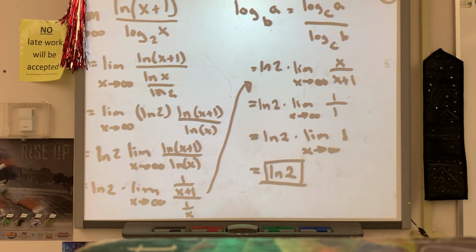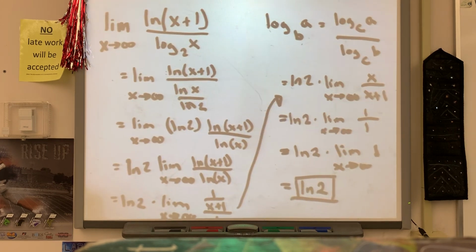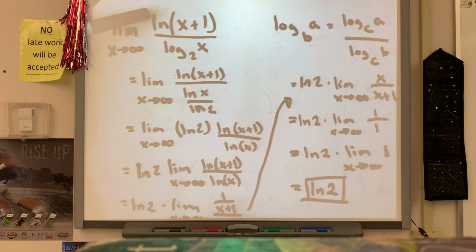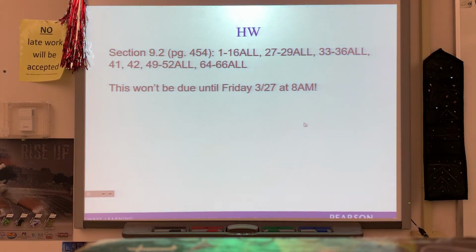Okay, so what do I learn from this? I learned that the limit of this logarithmic rational expression is just the natural log of 2. That's kind of a fun problem right there. Okay, so that kind of concludes this lesson, lesson 9.2.